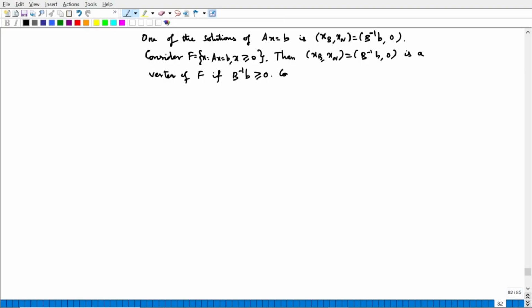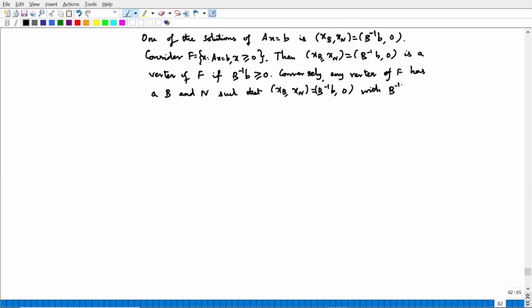Conversely, any vertex of F has a B and N such that xB comma xN equal to B inverse b comma 0, and with B inverse b non negative.